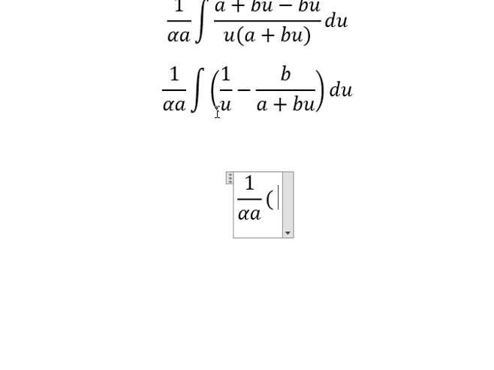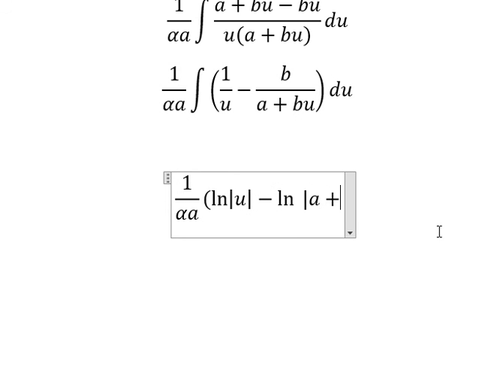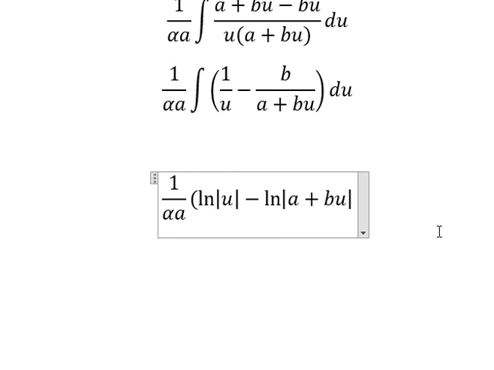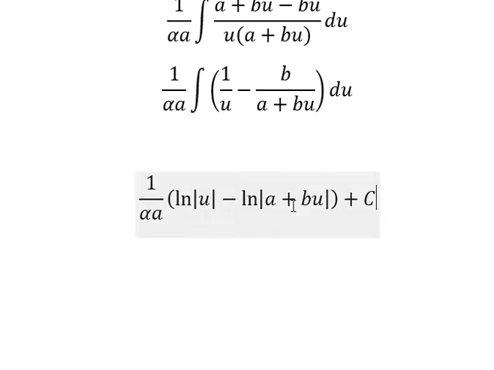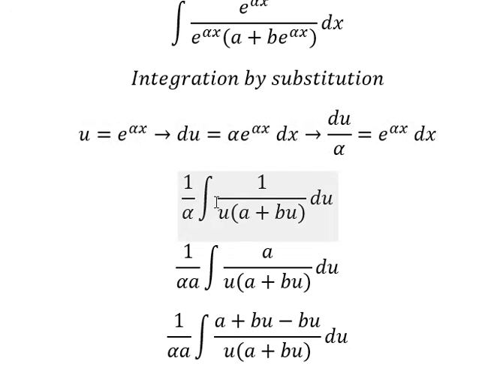the integration of 1 over u is ln of the absolute value of u. The integration of this one in here is ln of the absolute value of a plus bu. And we put c. About u, that is this one.